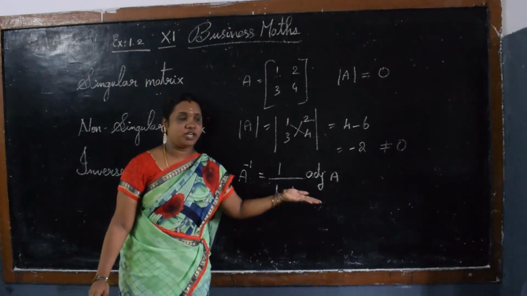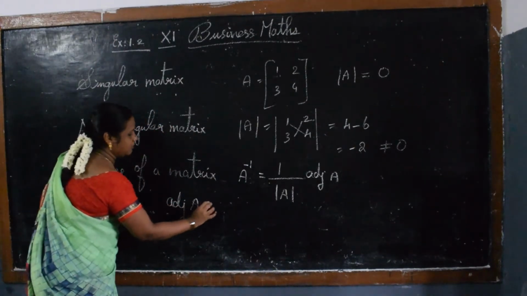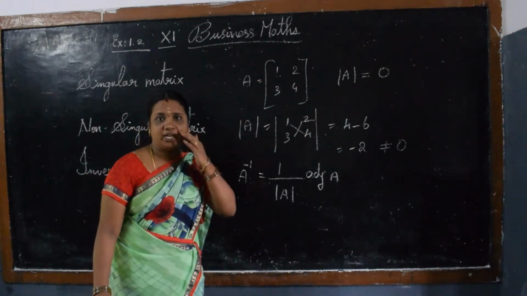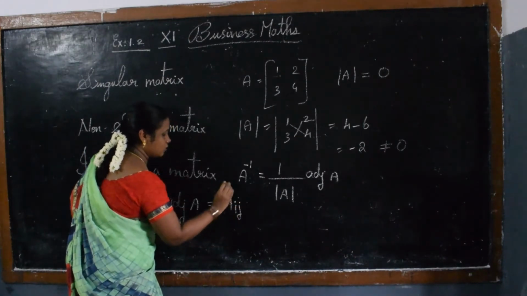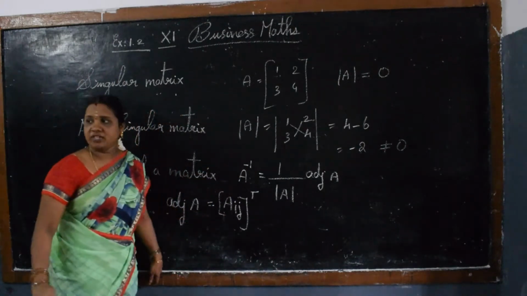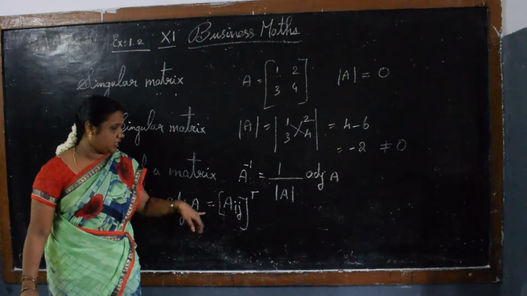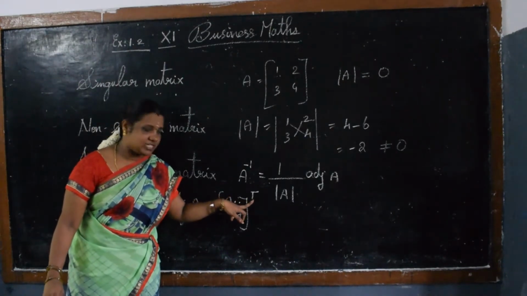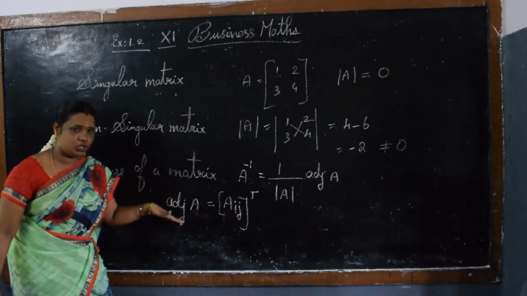What is meant by adjoint of A? See here. Adjoint of A is nothing but the cofactor. You have to find the cofactor for the given determinant and you have to take the transpose. See, this is the cofactor, Aij is the cofactor. You have to find its cofactor, then take the transpose. This is the adjoint of A. Have you understood, children? Find the cofactor for the given determinant, then take the transpose. Finding the cofactor and taking the transpose, that is the adjoint of A.